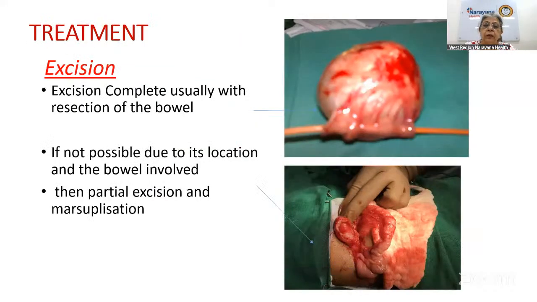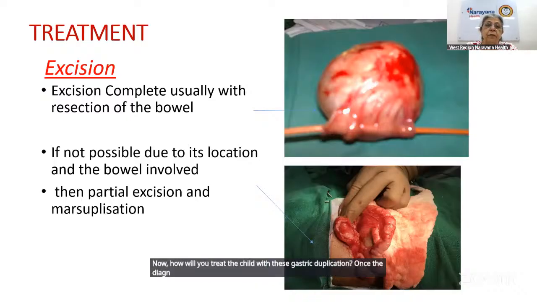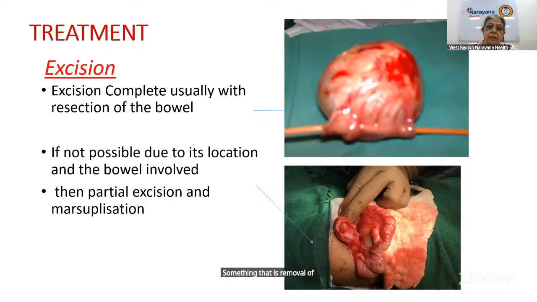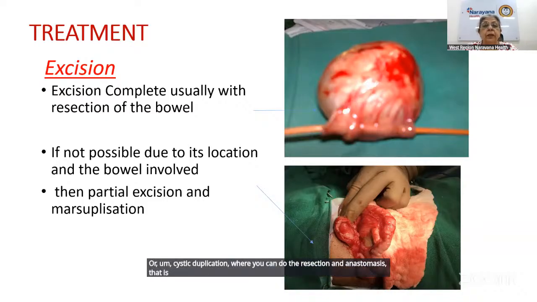Now, how will you treat the child with this gastric duplication? Once the diagnosis is confirmed, there is only one treatment, and that is removal of this cystic lesion. If it's a midgut or cystic duplication where you can do the resection and anastomosis, that is the best way of removing this cystic mass.